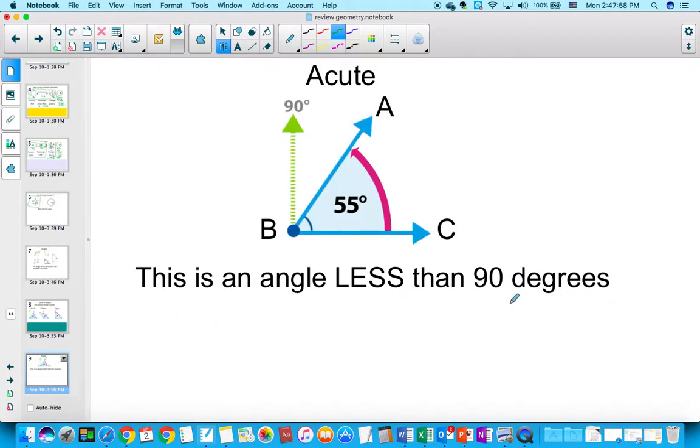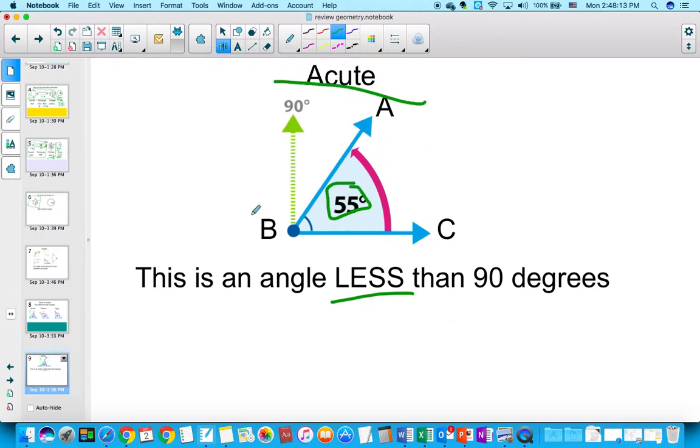Acute angles, well, the amount of turn between the two lines is less than 90 degrees. So as long as it doesn't go past that 90-degree turn, for example, 55 is less than 90, you have an acute angle.